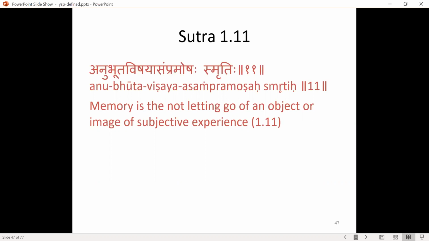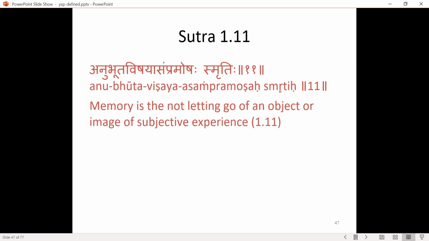So what are we talking about? Everything that we have experienced, every subject, Vishaya is any object, subject that we experienced, and then keeping it without losing it. That's smriti, that's memory. Basically, like I mentioned, every experience that we have gets stored in the memory, and that's what is called the memory.